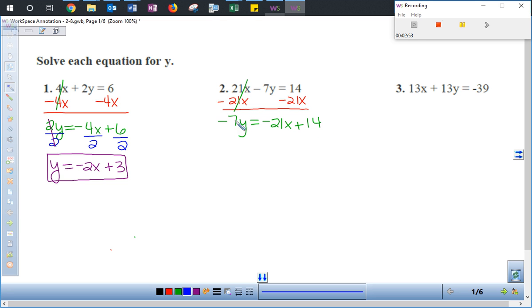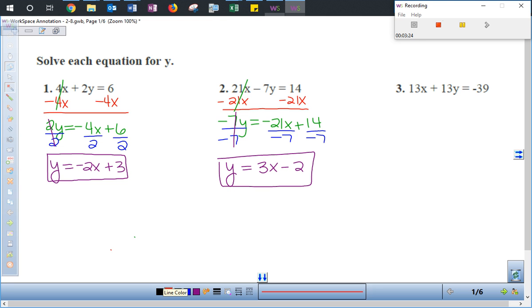Next, I want to get rid of the negative 7 that's being multiplied by y, so I'm going to divide each term by negative 7. Negative 7y divided by negative 7 just leaves me with y. A negative 21 divided by a negative 7 is a positive 3, and then bring down my x. And then a positive 14 divided by a negative 7 is a negative 2. So once you get y all by itself, that's when you know that you're done.